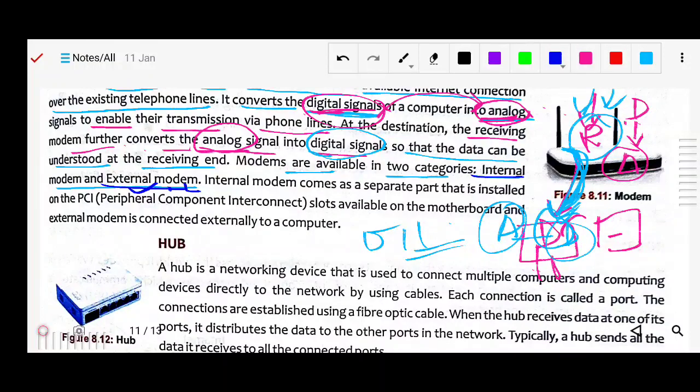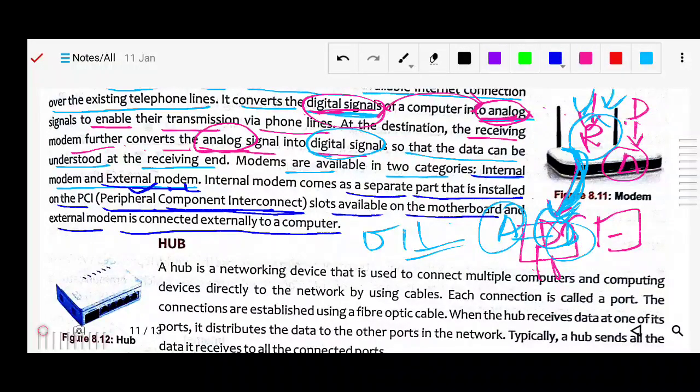The external modem is a separate part that connects externally to the computer, while some modems are already pre-installed, that is your internal modem. The work of the modem at the destination is to send the data and receive the data. It changes digital to analog, then analog to digital. The conversion of the signals is done here in the modem, modulator and demodulator.